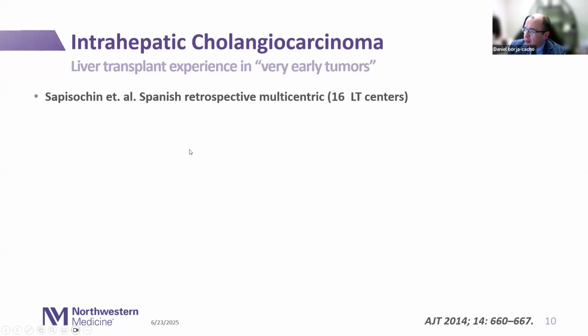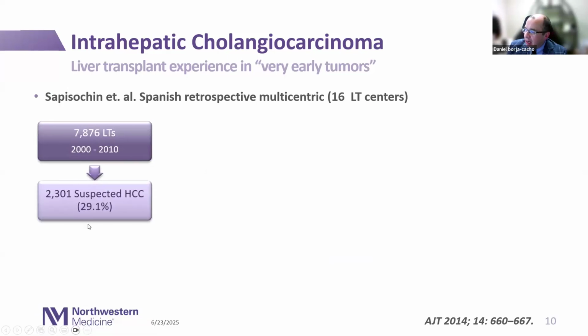Perhaps the most important evidence was 11 years ago by Sapisuchin. This is a retrospective study that included 16 centers in the United States. It included almost 8,000 patients in 10 years, and about 30% had suspected HCC at the time of the transplant. None of these patients were transplanted with the indication of cholangiocarcinoma, and this study, as I mentioned before, is retrospective.